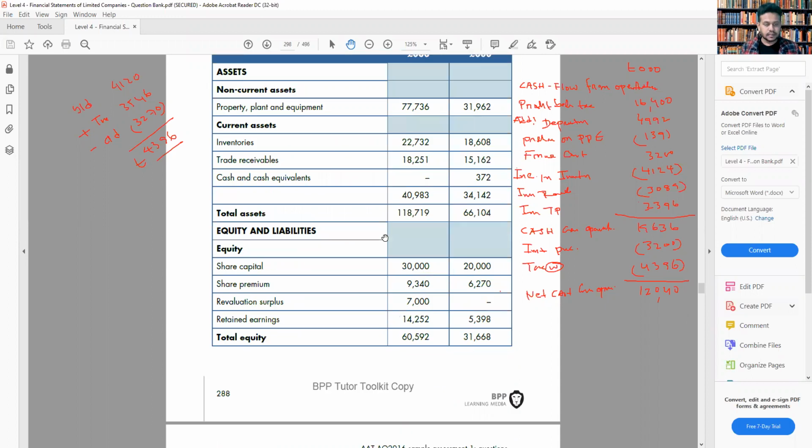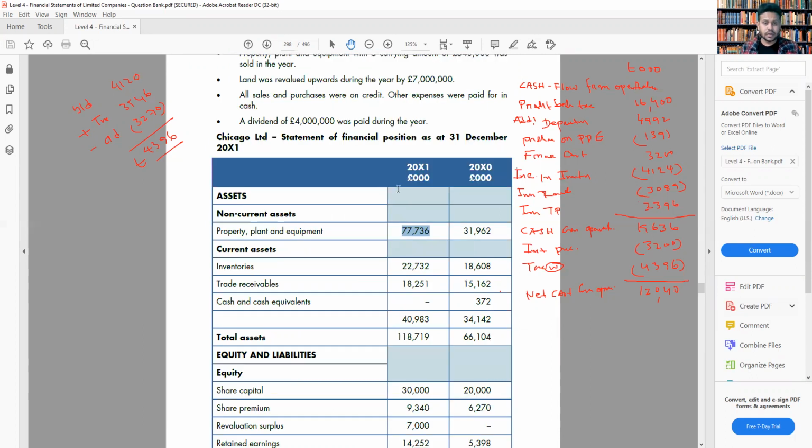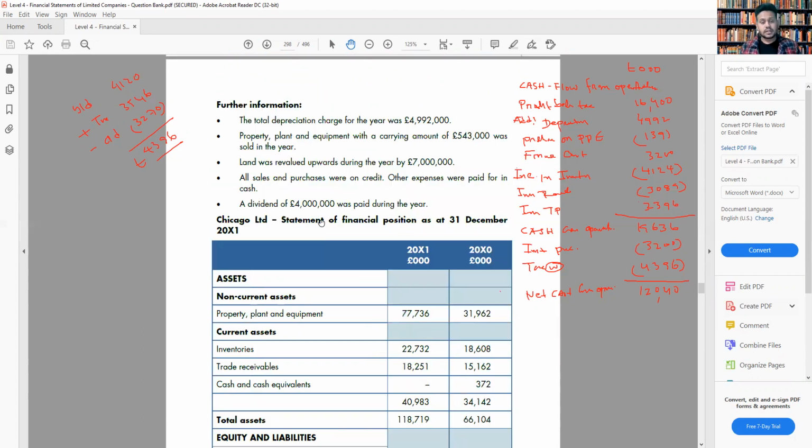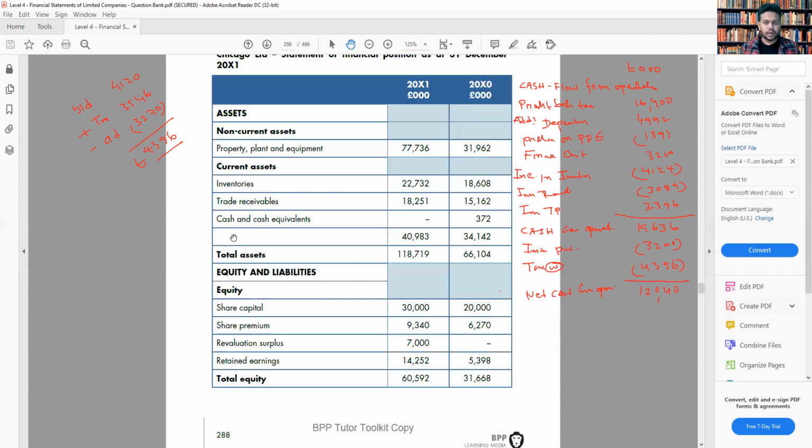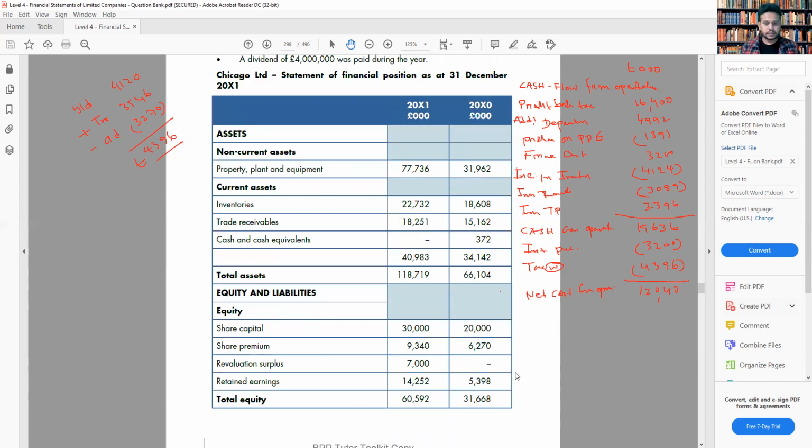I have to adjust the depreciation as well. And I can see at the beginning of the year, my property plant equipment was 31,962. At the closing is 77,736. Also have some revaluation. So all of this I have to adjust. So let's do some workings first. So the workings for the PPE, property, plant, and equipment. So I'm going to write it down here.